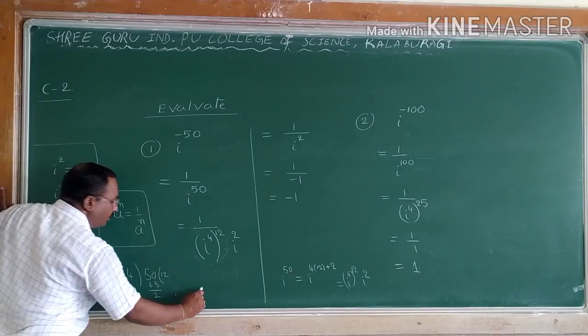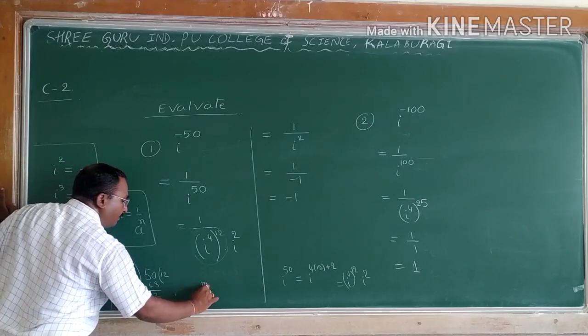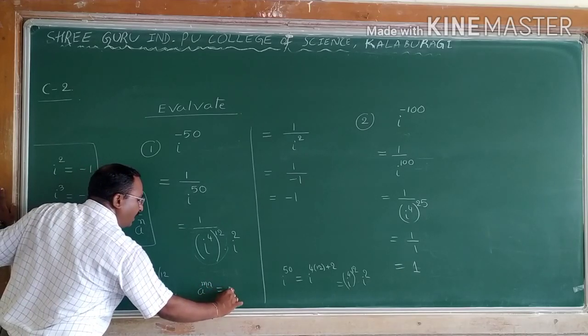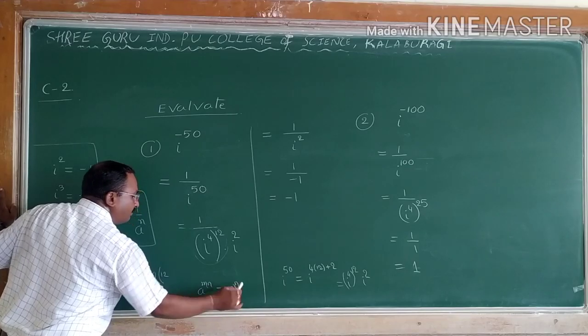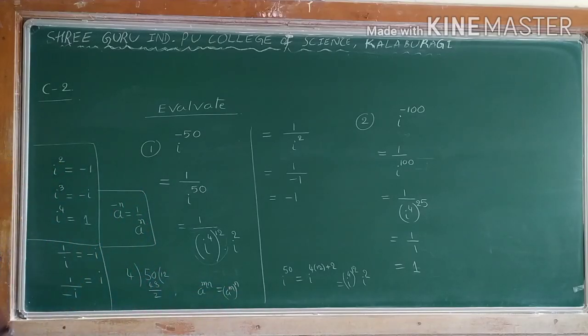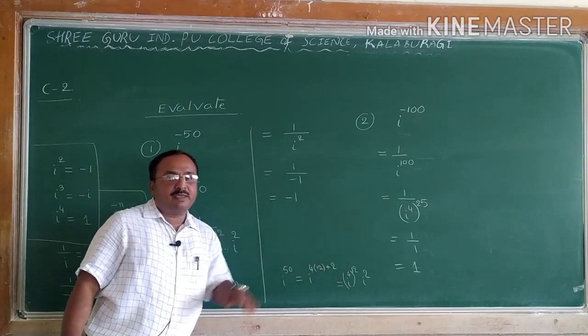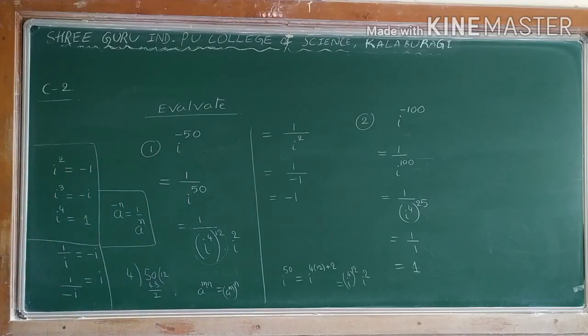Law of indices, do you know that law of indices? a power mn can be written as a power m whole power n. A power m whole power n can be written in another form. That is the law of indices.